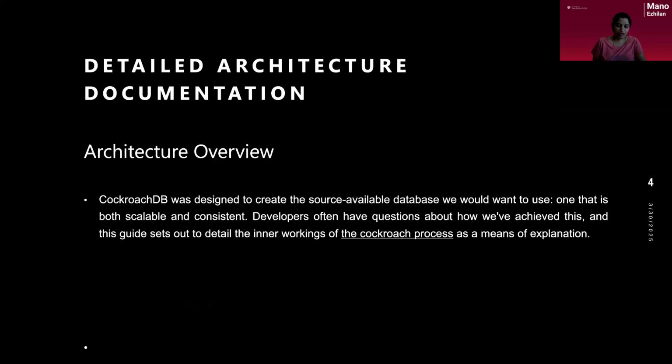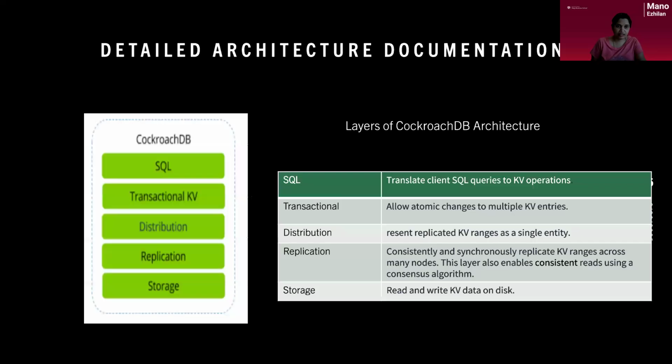Thank you, Carlton. Let's take a look at the architecture overview of CockroachDB. CockroachDB was designed to create a source available database that is both scalable and consistent. Developers often have a question about how we have achieved this scalability and consistency. This guide aims to detail the inner workings of the CockroachDB process to provide a clear explanation. Next, we can take a look at the layers of CockroachDB. We have 5 layers: SQL, transactional key-value, distribution, replication, and storage of the data.